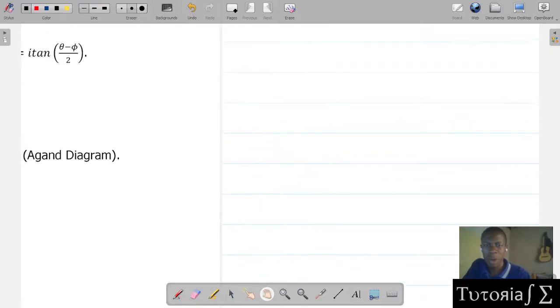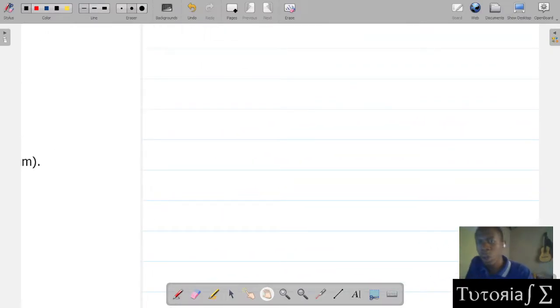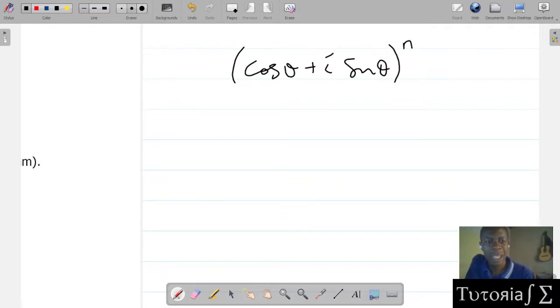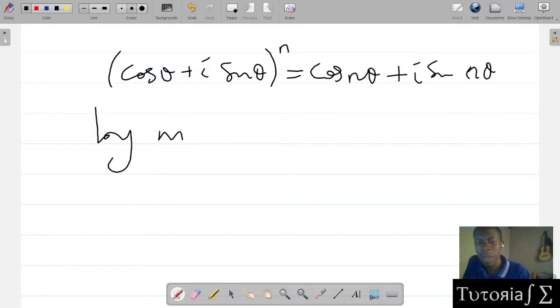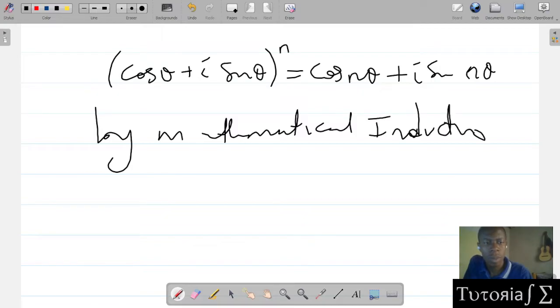Remember what we are proving. Let me just write it here. We are proving that cos theta plus I sine theta to the power n is equal to cos n theta plus I sine n theta, and we are proving this by mathematical induction. So we should take 3 steps to prove this.